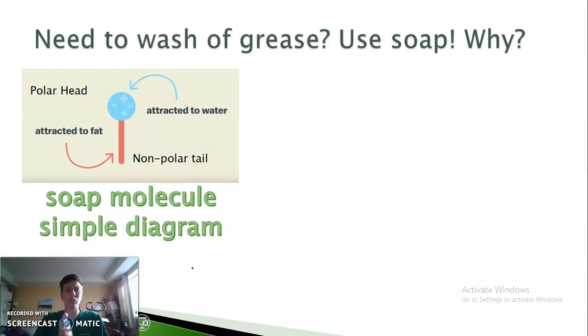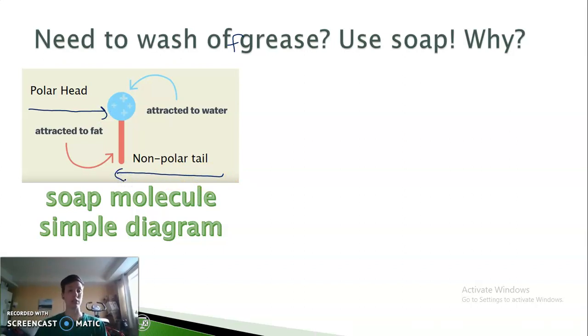So let's say you need to wash off grease, all right? What you would use is soap. Why would you use soap? All right, so here's a simple diagram of a soap molecule. A soap molecule has two parts. It's got this polar part, right? We call that the polar head. And then it's got this non-polar part. That's the tail, all right?